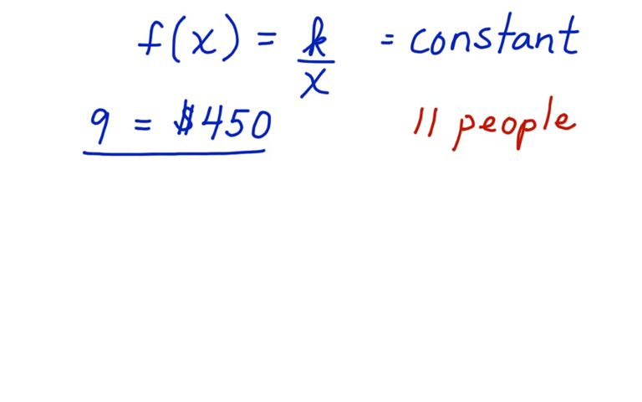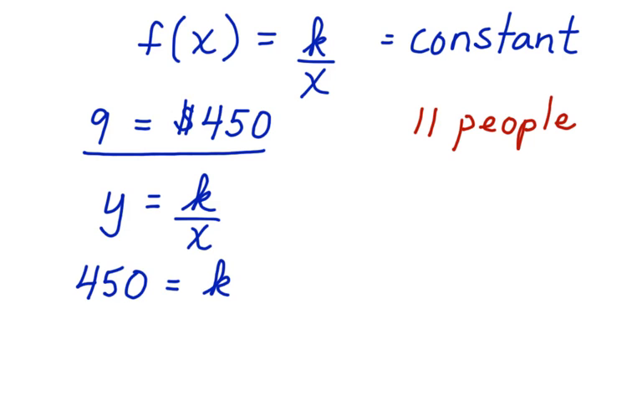So f(x) we can change to be y. y = k/x. y is the amount of money, $450. The constant k is what we're trying to figure out, and we're going to divide that by 9. To solve for k, we're going to multiply both sides of this equation by 9.